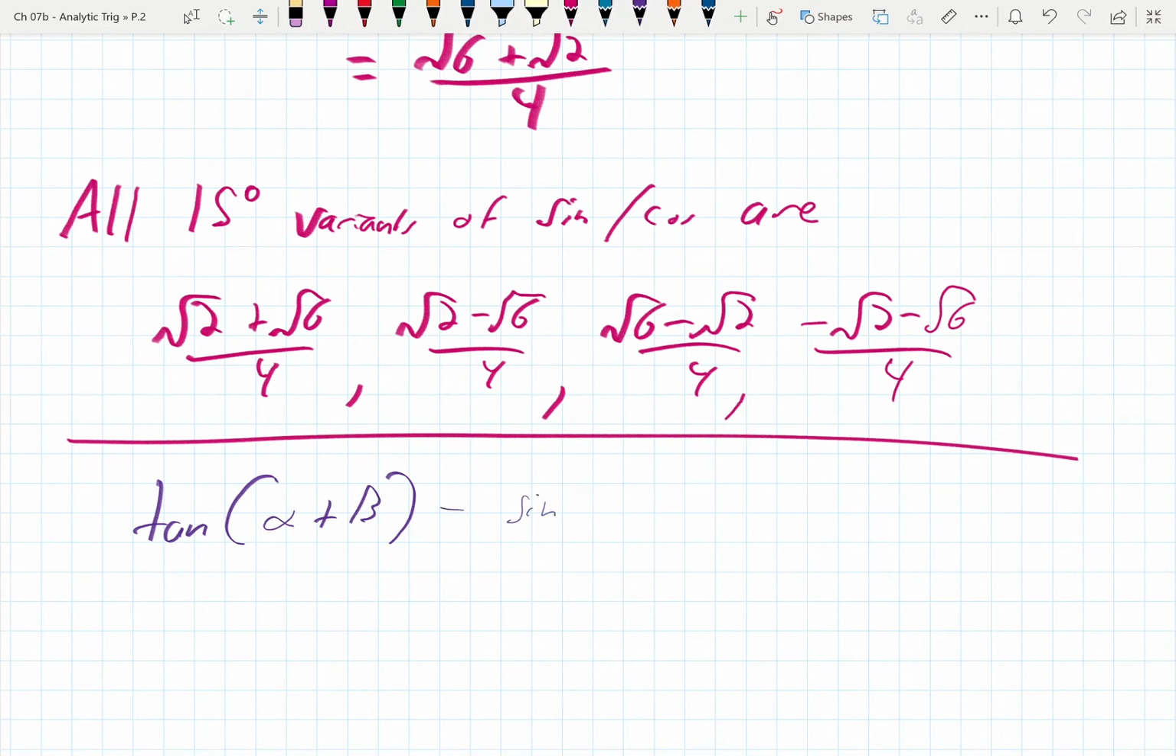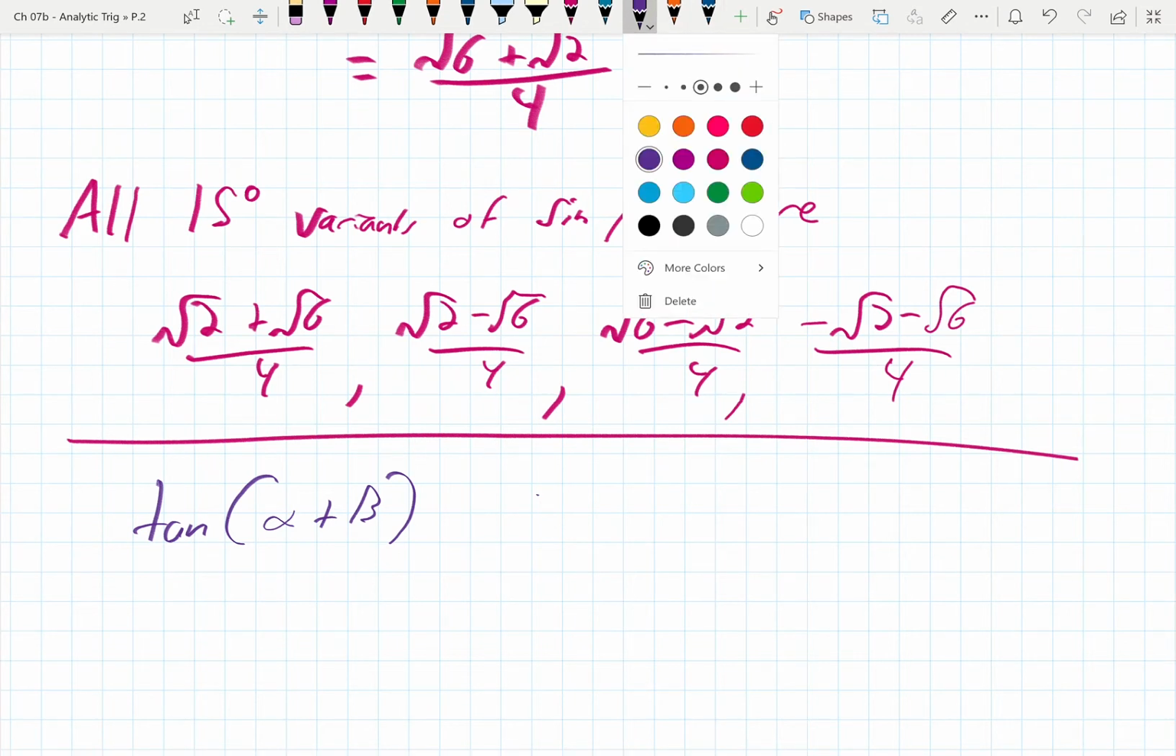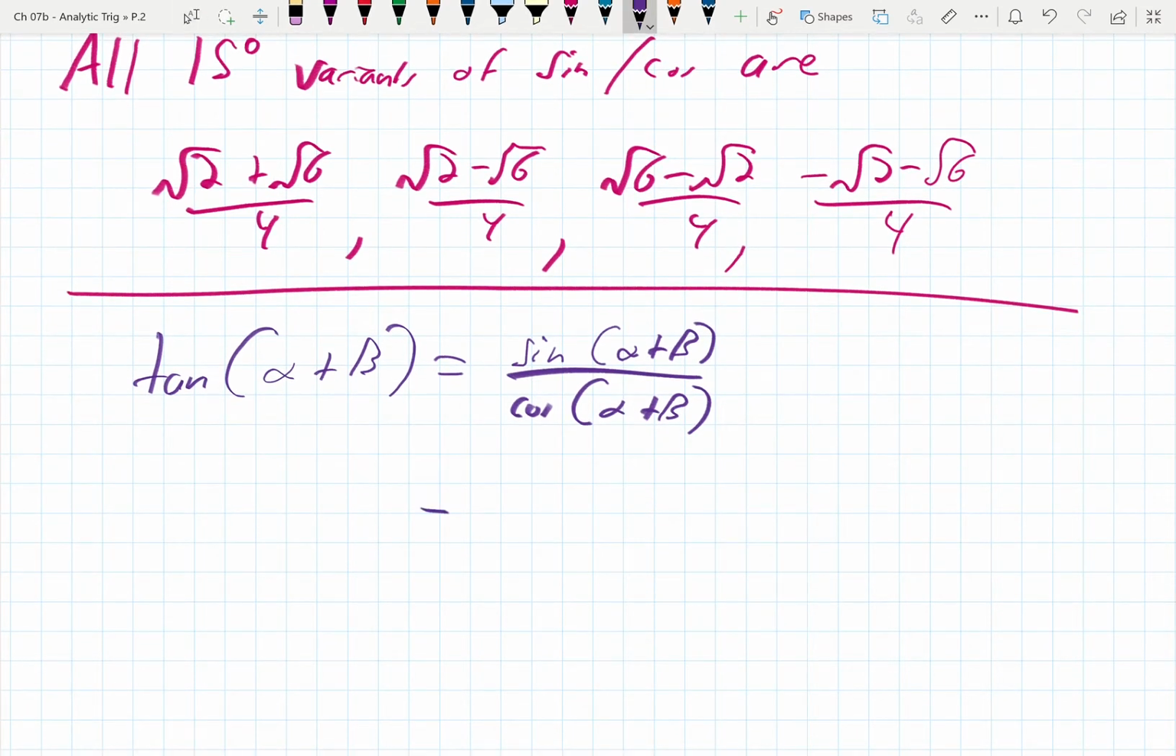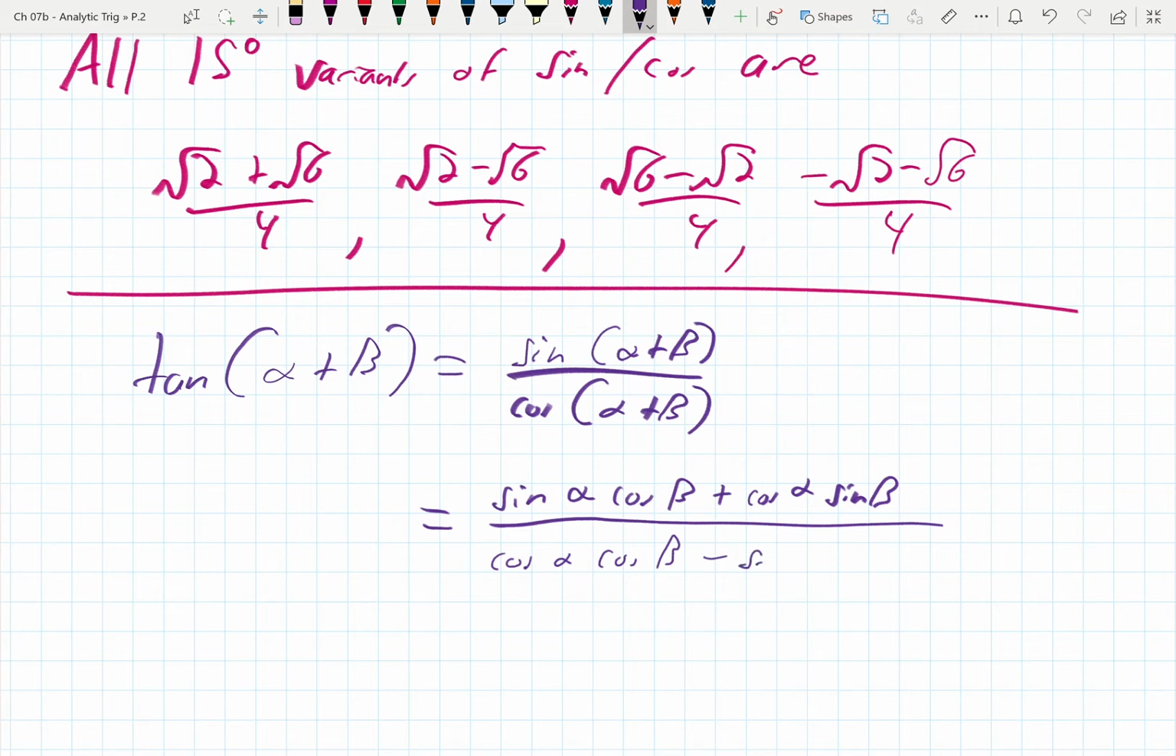Tangent of alpha plus beta is the sine of alpha plus beta over the cosine of alpha plus beta, which is the sine of alpha cosine of beta plus the cosine of alpha sine of beta over cosine alpha cosine beta minus sine alpha sine beta. Now, to really be a good identity, you need to have it all be in terms of tangent.